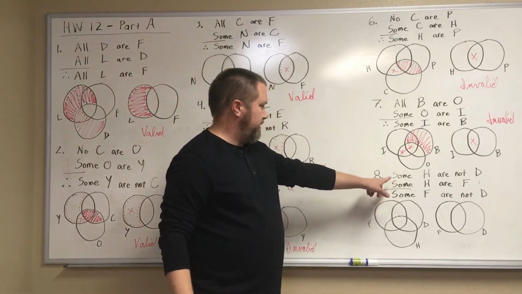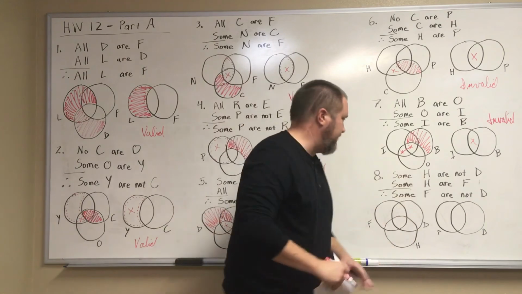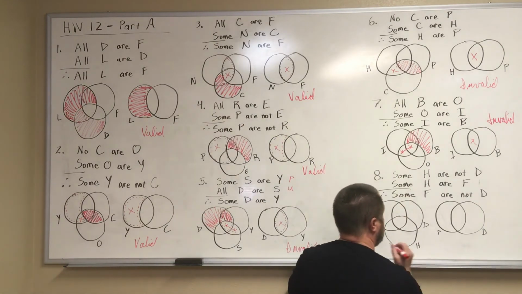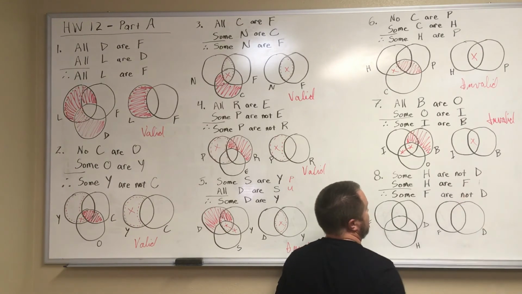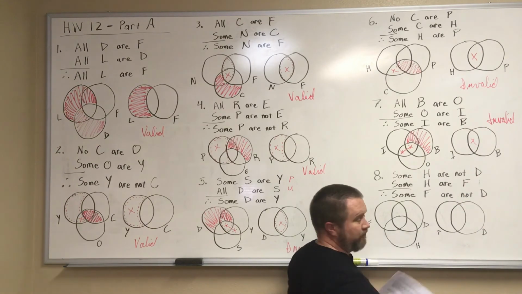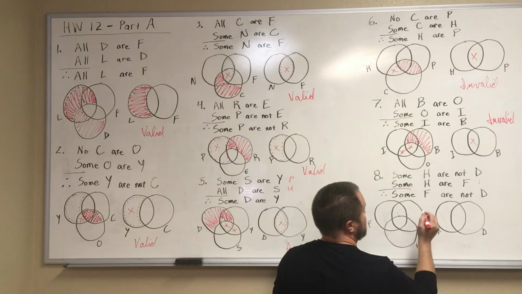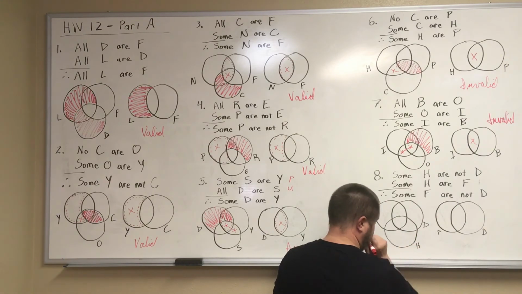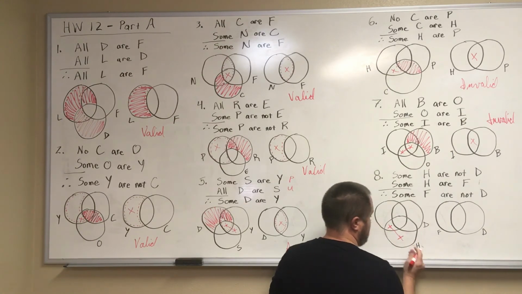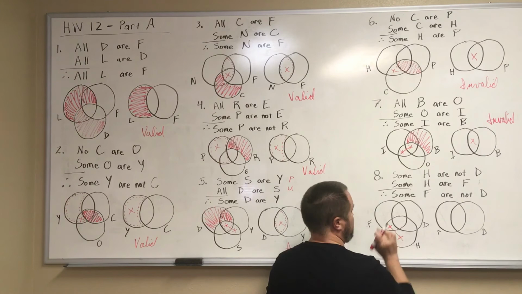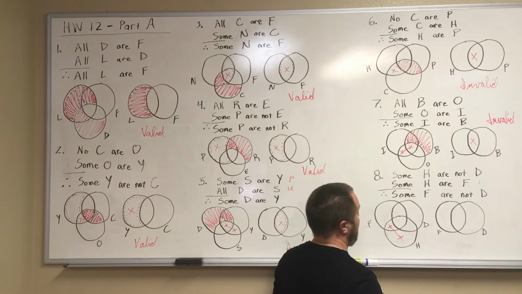Next one is some H are not D. Actually, we have two particulars here, so just go ahead and do them in order. Some H are not D. So we have a fence straddling X down here. So it could be in this section, could be in this section. Some H are F.